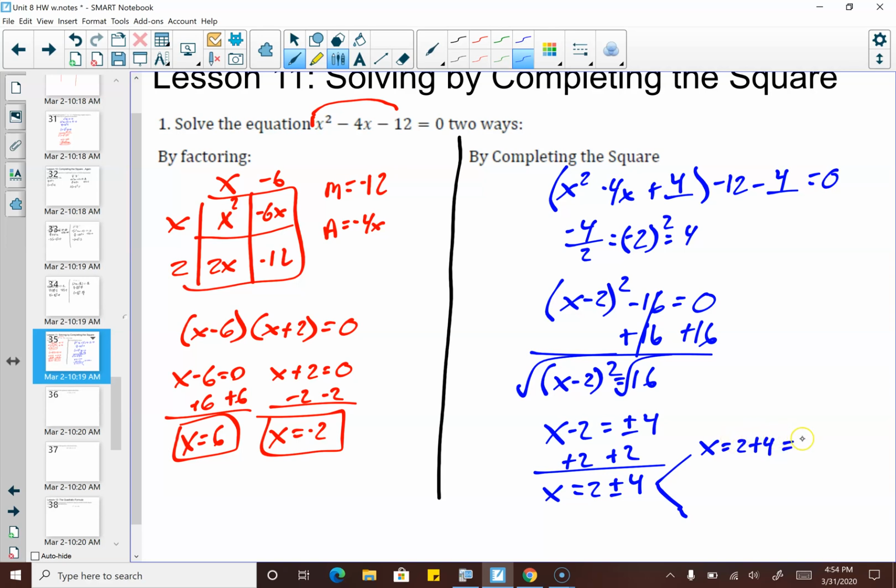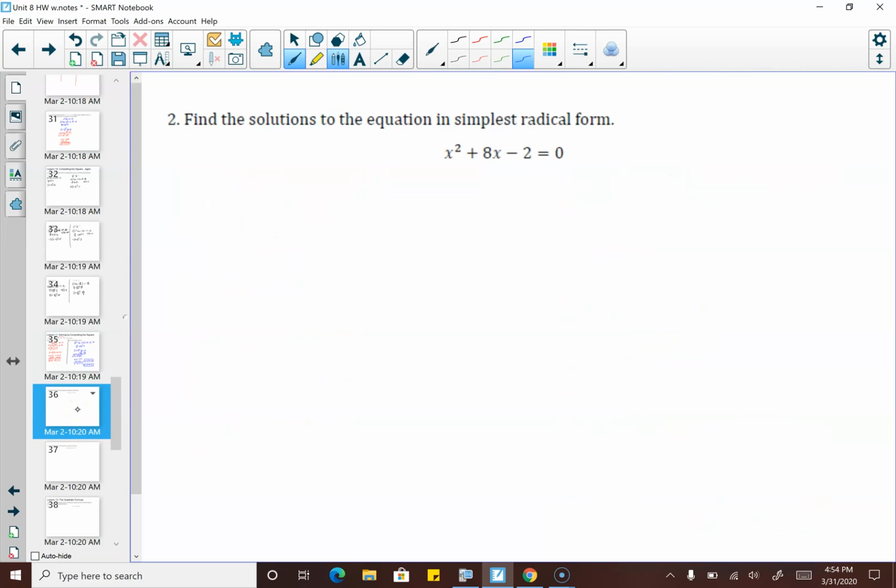So x equals 2 plus 4. 2 plus 4 is 6. And x equals 2 minus 4. 2 minus 4 is negative 2. And you'll see that we get the same exact answers that we got from our factoring piece. So now we want to find the solutions to the equation in simplest radical form. If you're told that, there's a really good chance that factoring doesn't work, and you have to do something like completing the square or the next method that we're going to learn.